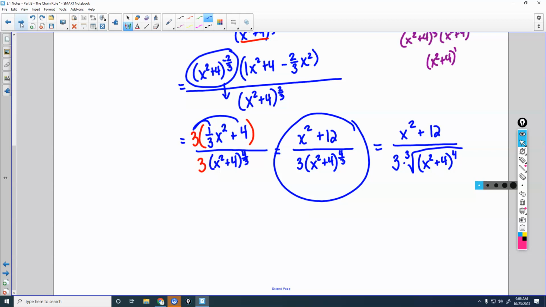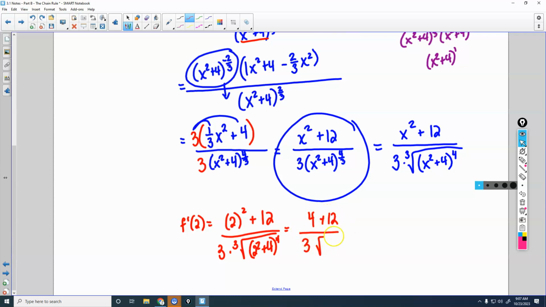Yes. They could give that to you not calculator active. They would give you something that you can take the root of. For example, well, that's not an easy one for me to think of the number that would make that work. Well, if you put a 2 right there, then they might ask you to find f prime of 2, which means you would be doing 2 squared plus 12 over 3 times the cube root of (2 squared plus 4) to the 4th power. So, of course, that'd be 4 plus 12 over 3 times the cube root of 8 to the 4th. And if you try to do 8 to the 4th, you're going to get a huge number, and then you're not going to know what the cube root of it is.